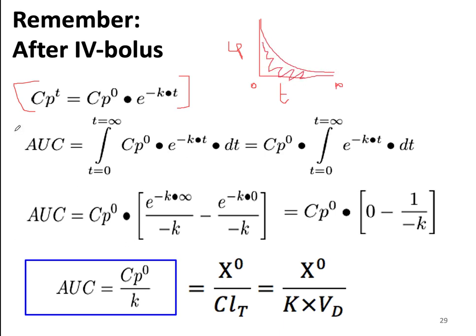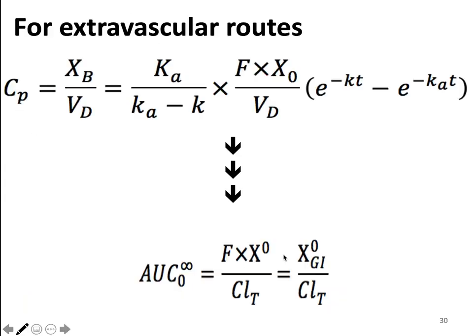And when we did this integration of this function, we had the area under the curve equal to the initial concentration over K, or in another way, X naught over clearance, right? Or X naught over K multiplied by Vd. This is the C naught, right? So C naught over K, or X naught over clearance. It's the same, if we take this for IV bolus.